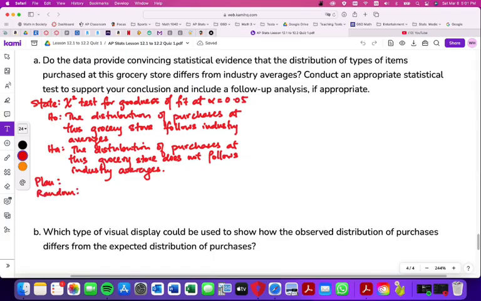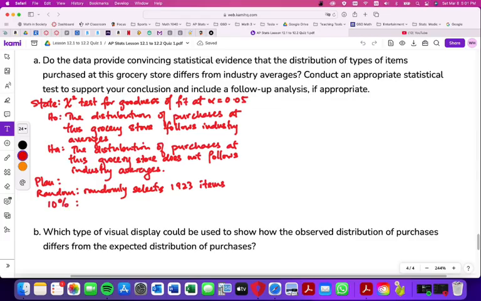In the plan, the first thing is we need to check if the sample was random. And the sample is indeed randomly selected, 1,923 items. So you have to give some kind of context. You cannot just say sample randomly selected. You have to say something that indicates that you know where the sample is coming from. So in this case, it's 1,923 items.